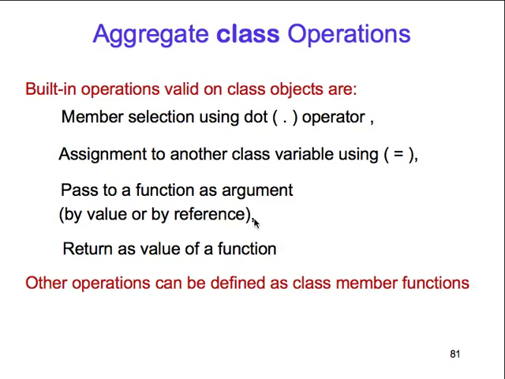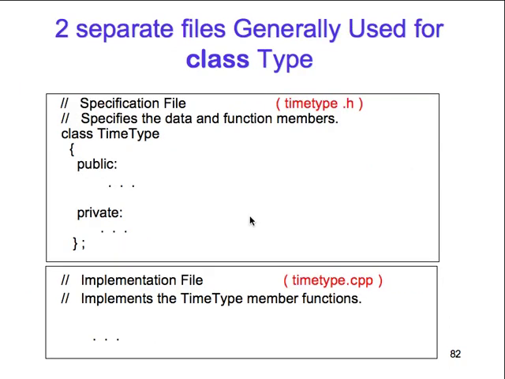So a class can be used in all of those different situations, or I should say an object. Other operations can be defined as class member functions. So here's some examples. We have two separate class files that are going to be used for our class. As I mentioned before, we have that .h file we just looked at for the time type. And then our implementation is going to be the time type .c++ file, where we're writing those method bodies.